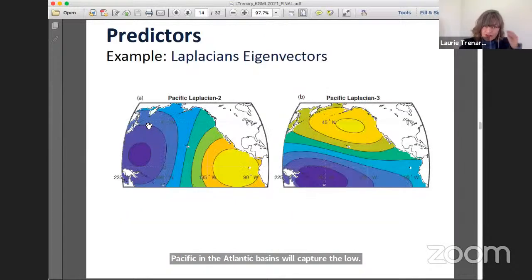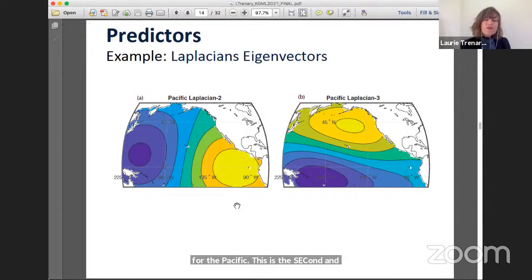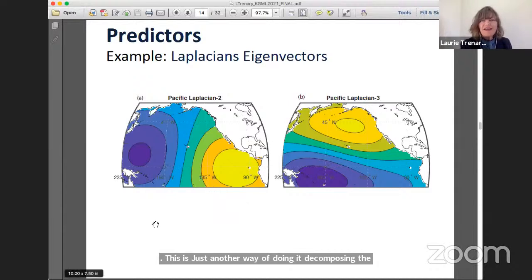So to capture the large scale variations, we're going to project the data onto the eigenvectors of the Laplacian operator. This is just another way of decomposing the data into large-scale modes. And here I'm showing an example of, for the Pacific, the second and third Laplacian. The first Laplacian is the basin mean. So most of you are familiar with decomposing the data using EOFs. This is just another way of decomposing the data, but it doesn't depend on the data set. So we always have the same basis function and associated time series with each pattern. So it allows us to compare like to like.